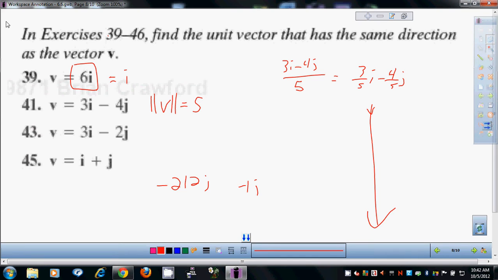We'll look at just one more of these real quick. How about 45? Here's the thing. You're more than welcome on 39 to actually work it out. And if that's not quite clicking with you, 6i, your magnitude is 6. There it is. And you're welcome to work it. But you're going to find that the shortcut prevails.